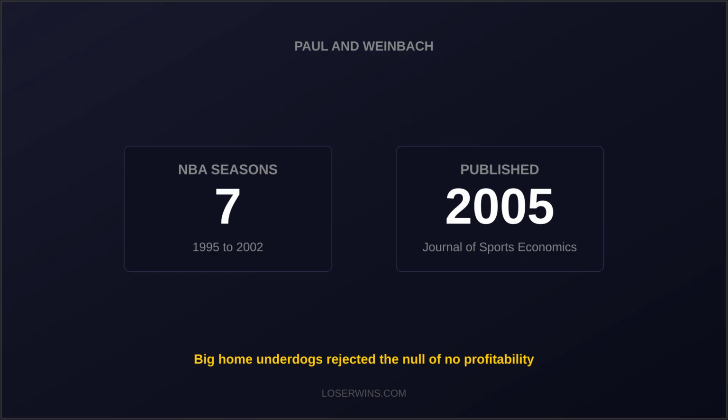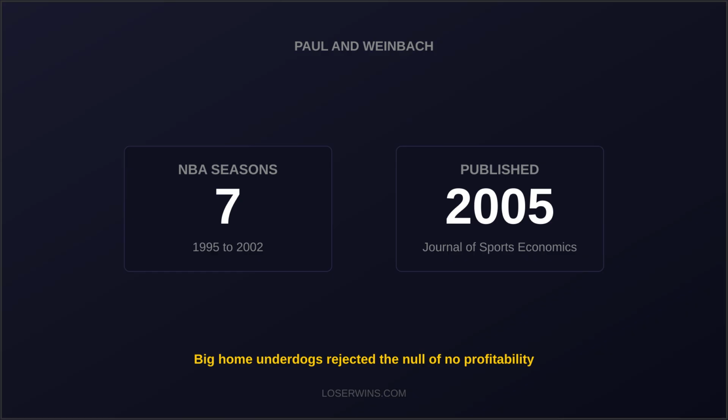They found systematic overbetting of favorites. Backing big underdogs rejected the null of a fair bet, and backing big home underdogs also rejected the null of no profitability. Not a small claim, and it went through peer review.